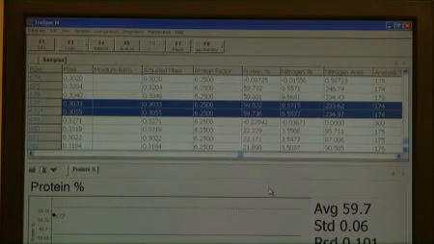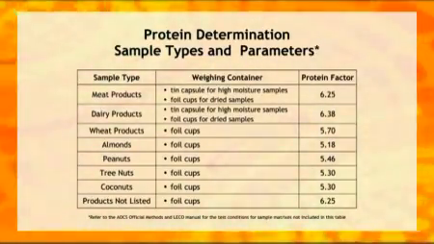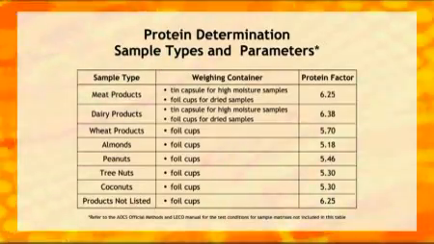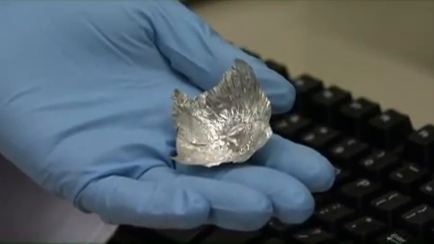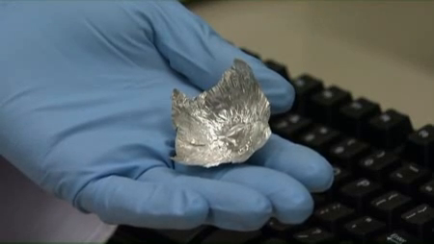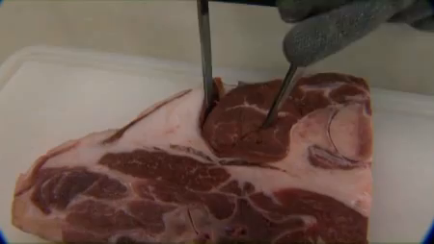Samples will be entered in the same way as blanks and drifts. Consult the sample variables chart to determine what type of container to use when weighing the sample. Low moisture samples should be weighed in the tinfoil cups, just like the EDTA drift material. High moisture samples, such as meat, should be weighed in the tinfoil capsules.